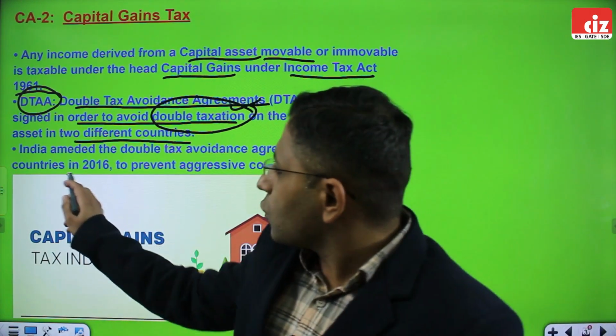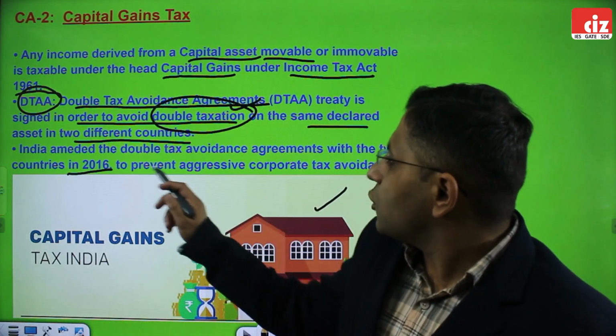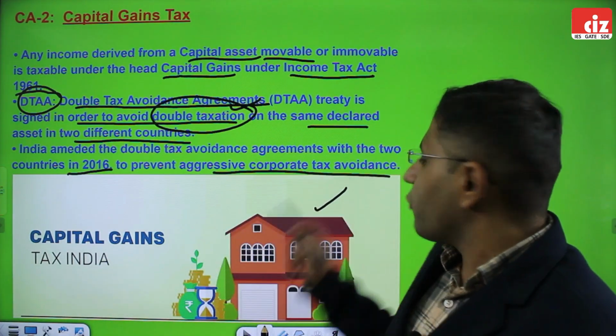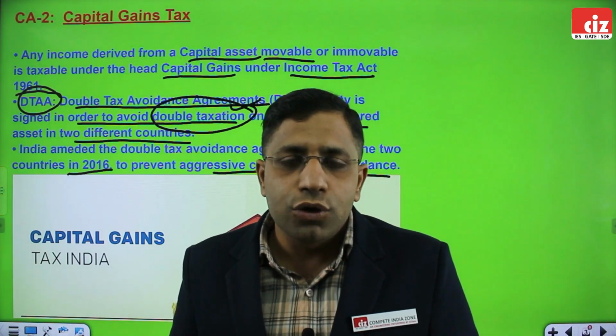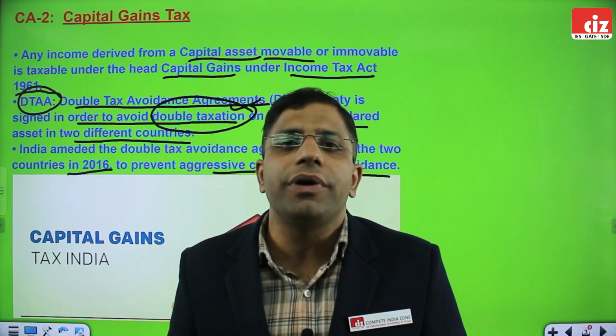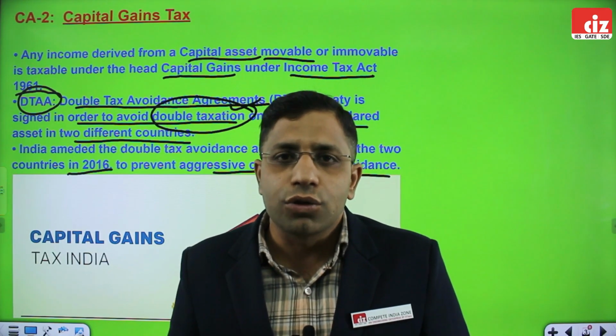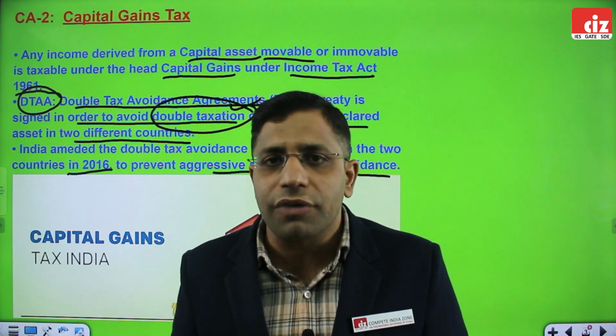In the year 2016, India amended DTAA with two countries to prevent aggressive corporate tax avoidance. Here the two countries were Singapore and Mauritius. So overall, this is a very important and significant step to increase the GDP and economic growth rate in the country. So DTAA as well as capital gains tax is very important from the current affairs part.